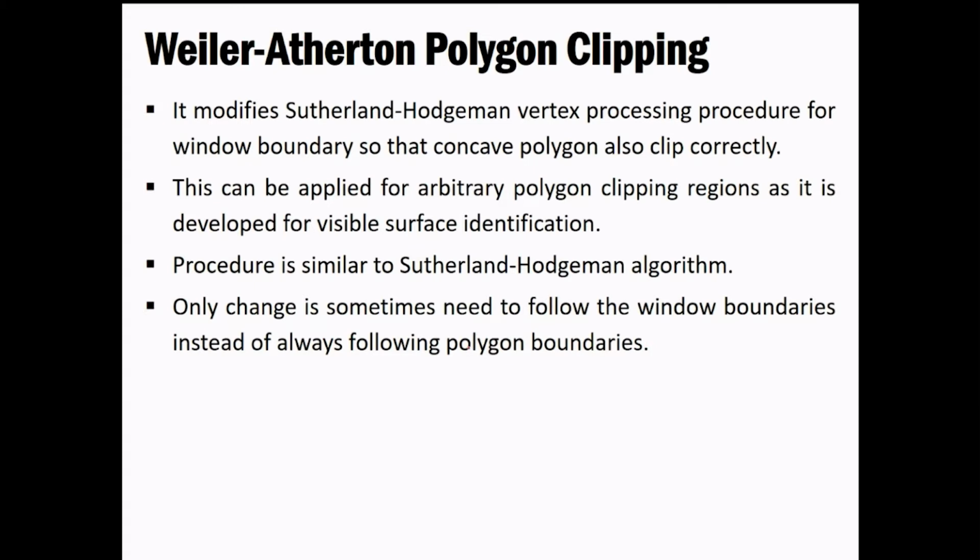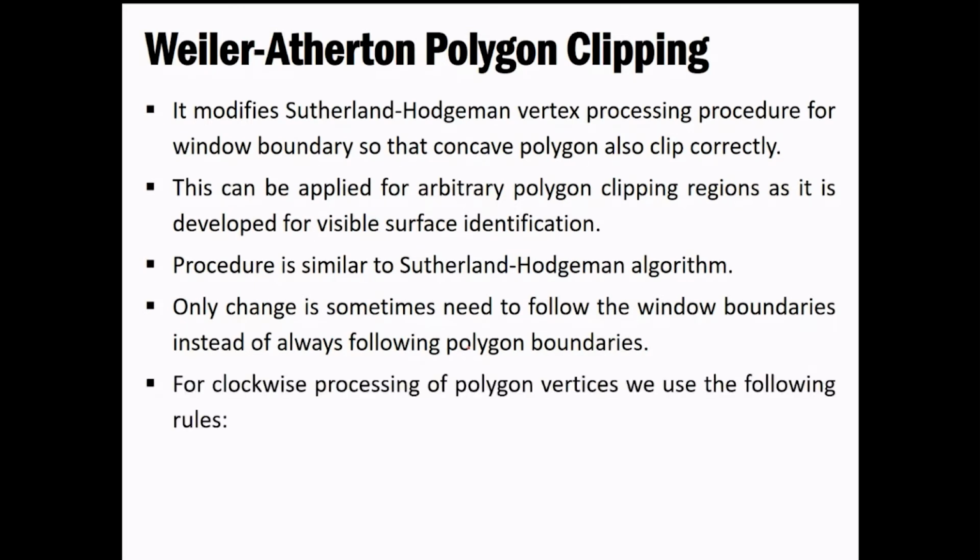In the previous case, we always followed the polygon boundaries, whether your vertex was going from outside to inside, or coming from outside, or whatever the condition may be. We were just following the polygon boundaries. But now we need to modify it a bit so that we can also follow the window boundary, to solve the earlier problem that we were getting in the concave polygon.